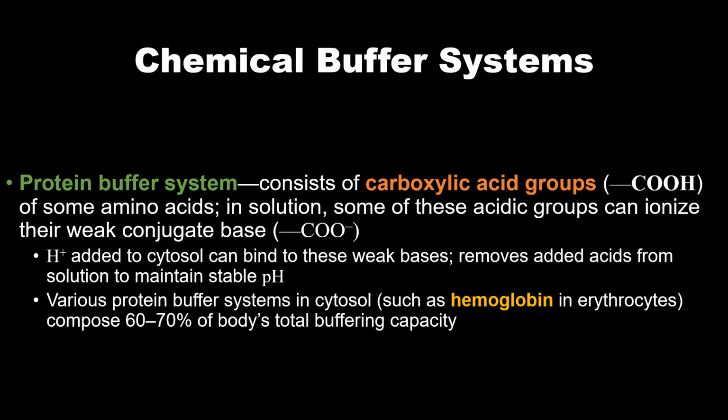And then you have the protein buffer system, which, because there's a huge variety of proteins, especially in the cytosol of our cells and in the plasma, these proteins can be composed of strings of amino acids, each containing a carboxylic acid group. In solution, some of these carboxylic acid groups are going to ionize to their weak conjugate base form, allowing them to act as protein buffers. When hydrogen ions are added to the cytosol, they can bind to these bases and be removed from the cytosol, preventing large swings in pH.